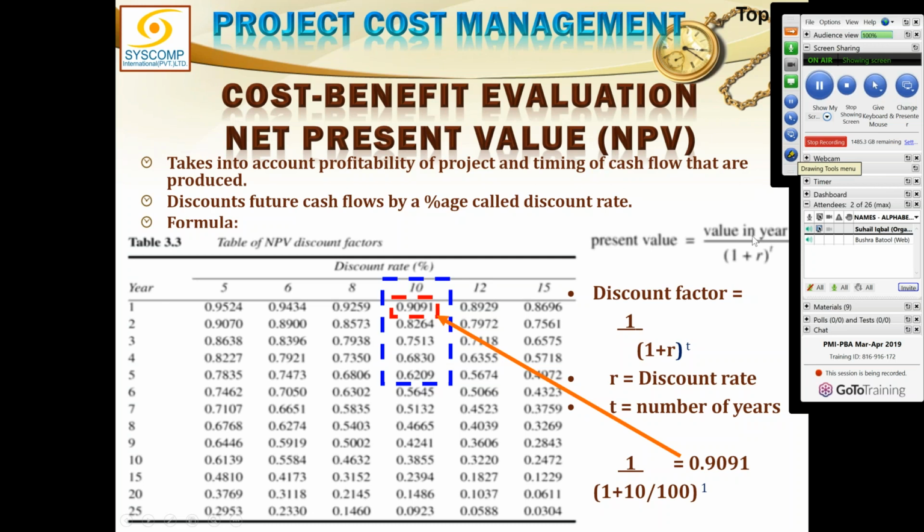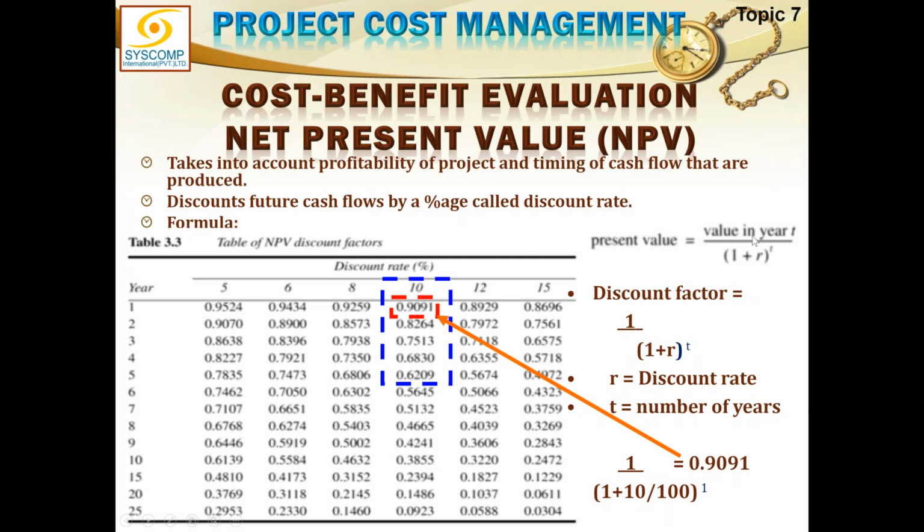Say, after 5 years, I will get 100,000 rupees. So, 100,000 after 5 years divided by 1 plus 0.1 raised to the power 5, right? So, this will give me the present value. If you put these values in this formula, you will get the answer.